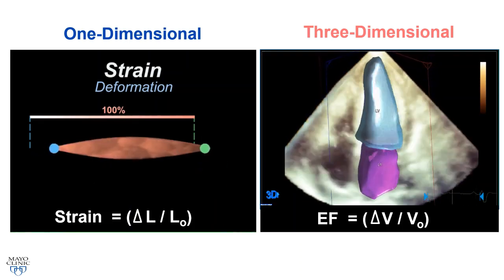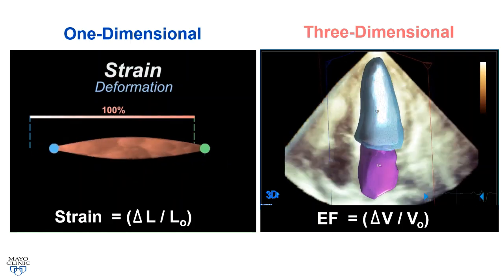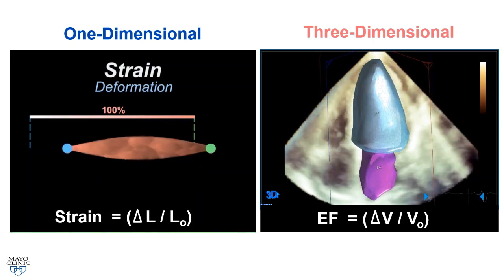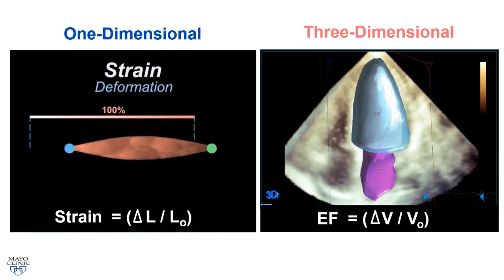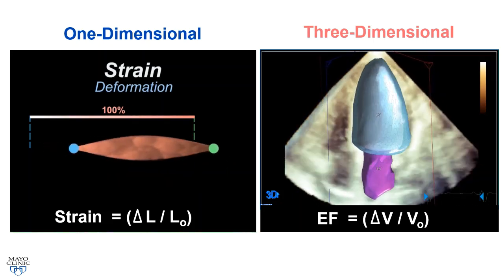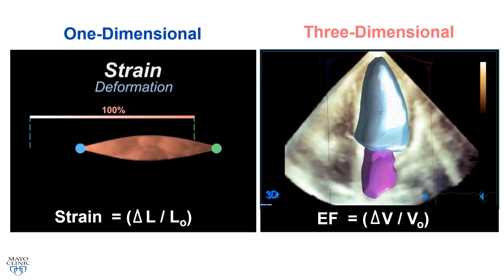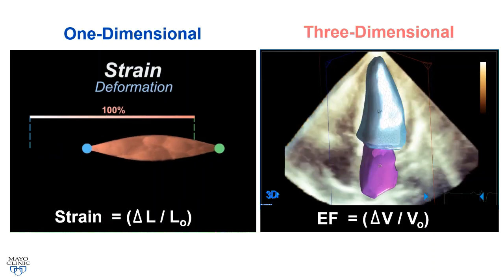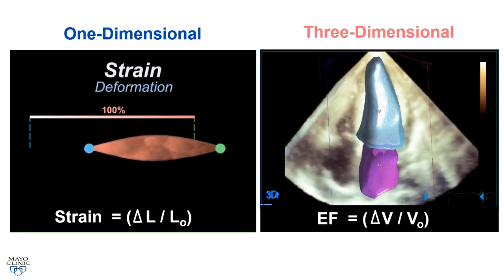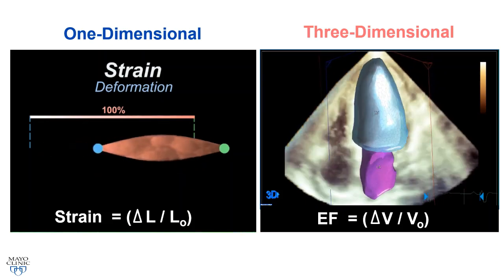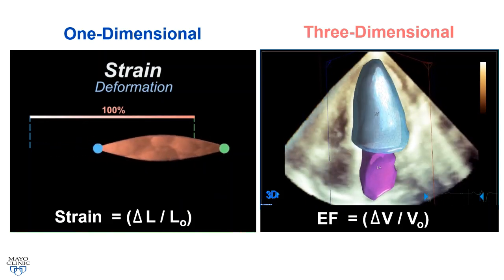and EF is really that surrogate of contractility. So with ejection fraction, we are looking at the three-dimensional influence of the length change to cause that change in volume. So strain and ejection fraction are very much related to one another. Therefore, strain and EF correlate, but there are some important differences. The ejection fraction is influenced by longitudinal, radial, and circumferential shortening.